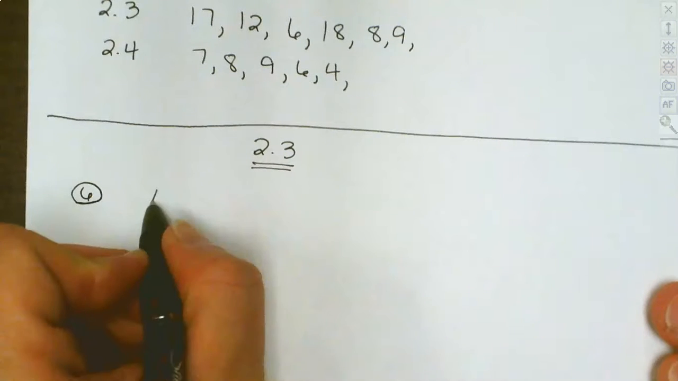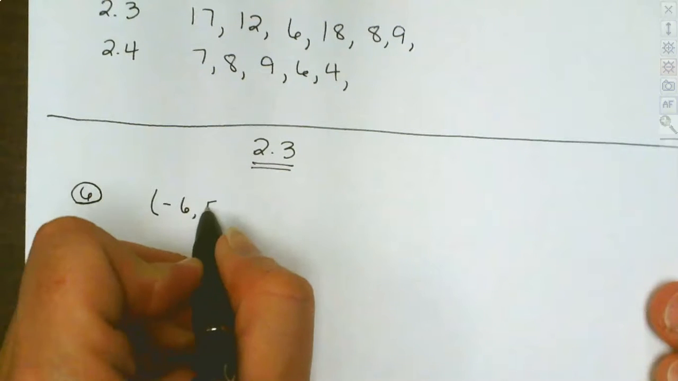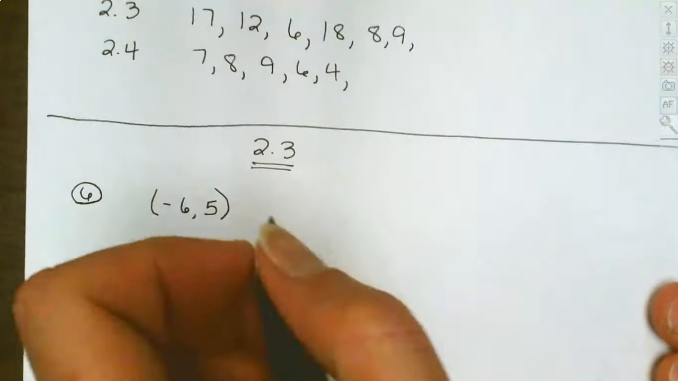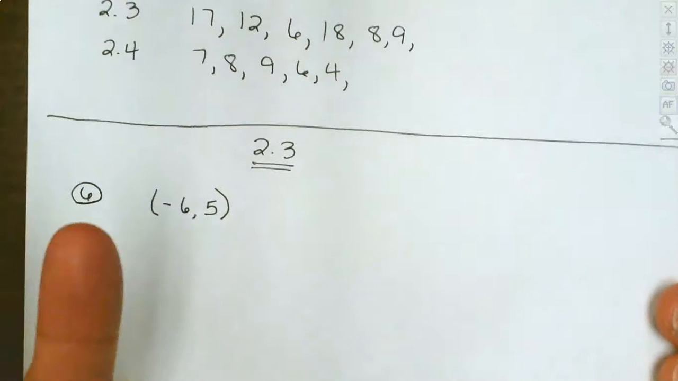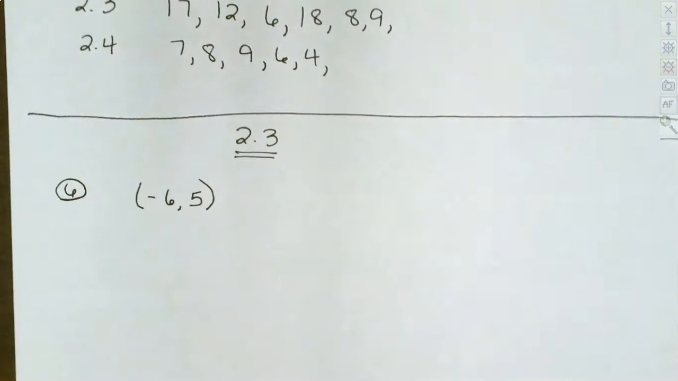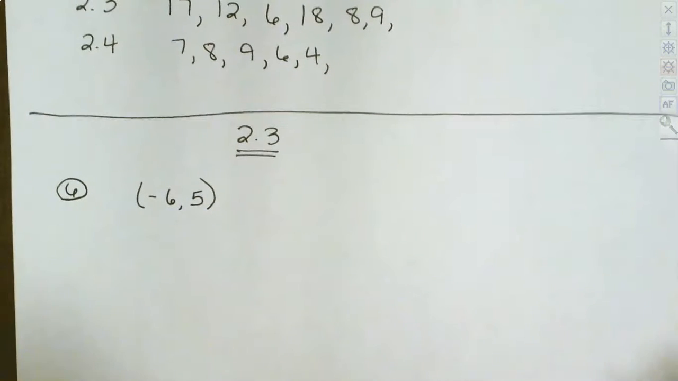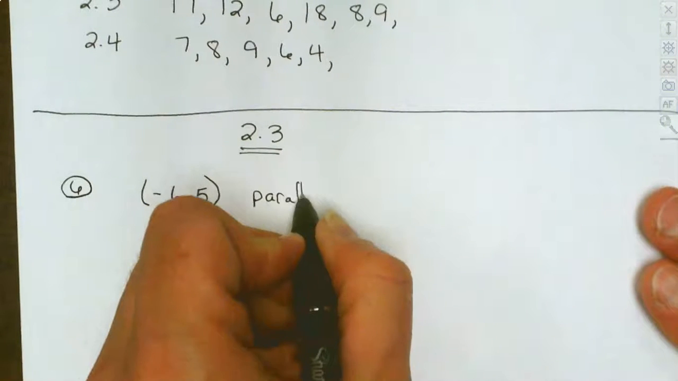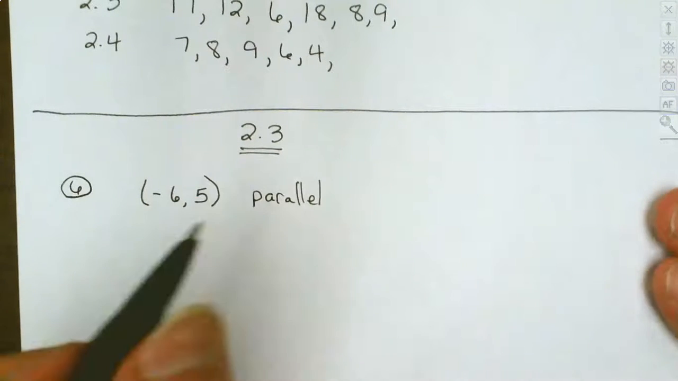Now this one's talking about a parallel line. And what do we know about parallel line? Well, what's the same as far as the slope? Okay, if we're looking at parallel, what does that mean? That means they have the same slope. So we need to take this equation and we need to solve it for y to get the slope.